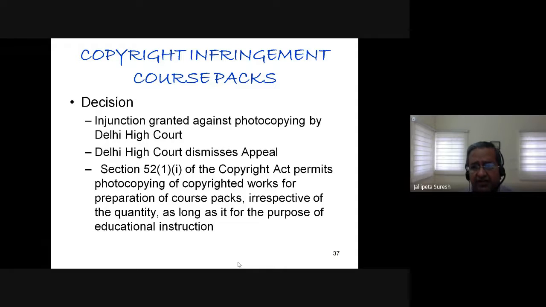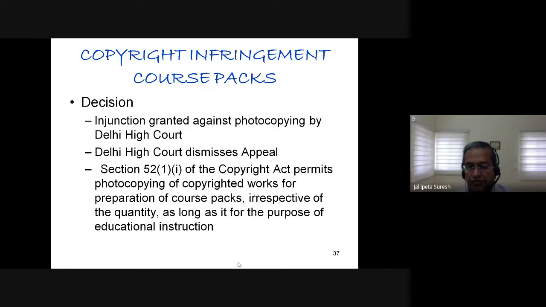What happened in this case was the court interpreted the term fair use in the course of education rather broadly. They said the Copyright Act permits photocopying of copyrighted works for the preparation of course packs irrespective of the quantity. That's very important. Now we no longer stick to the 10% or 8% and so on, but the condition is that it must be for the purpose of educational instruction.